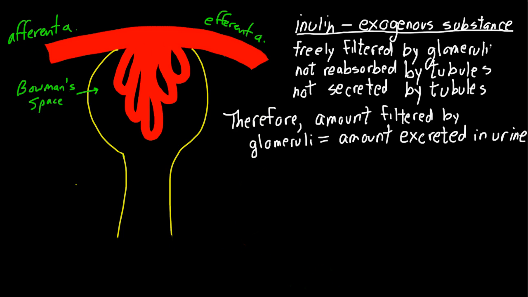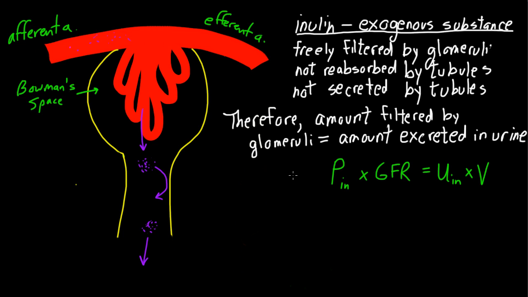Consider a substance which is freely filtered by the glomeruli, but not secreted by the renal tubules or reabsorbed by the renal tubules. Inulin, not insulin, but inulin is one such substance. It's an exogenous substance that has to be infused into patients. Again, inulin is freely filtered by the glomeruli. It's not reabsorbed by the cells lining the renal tubules, and it's not secreted by the cells lining the renal tubules. Therefore, the amount that's filtered by the glomeruli is equal to the amount excreted in the urine.